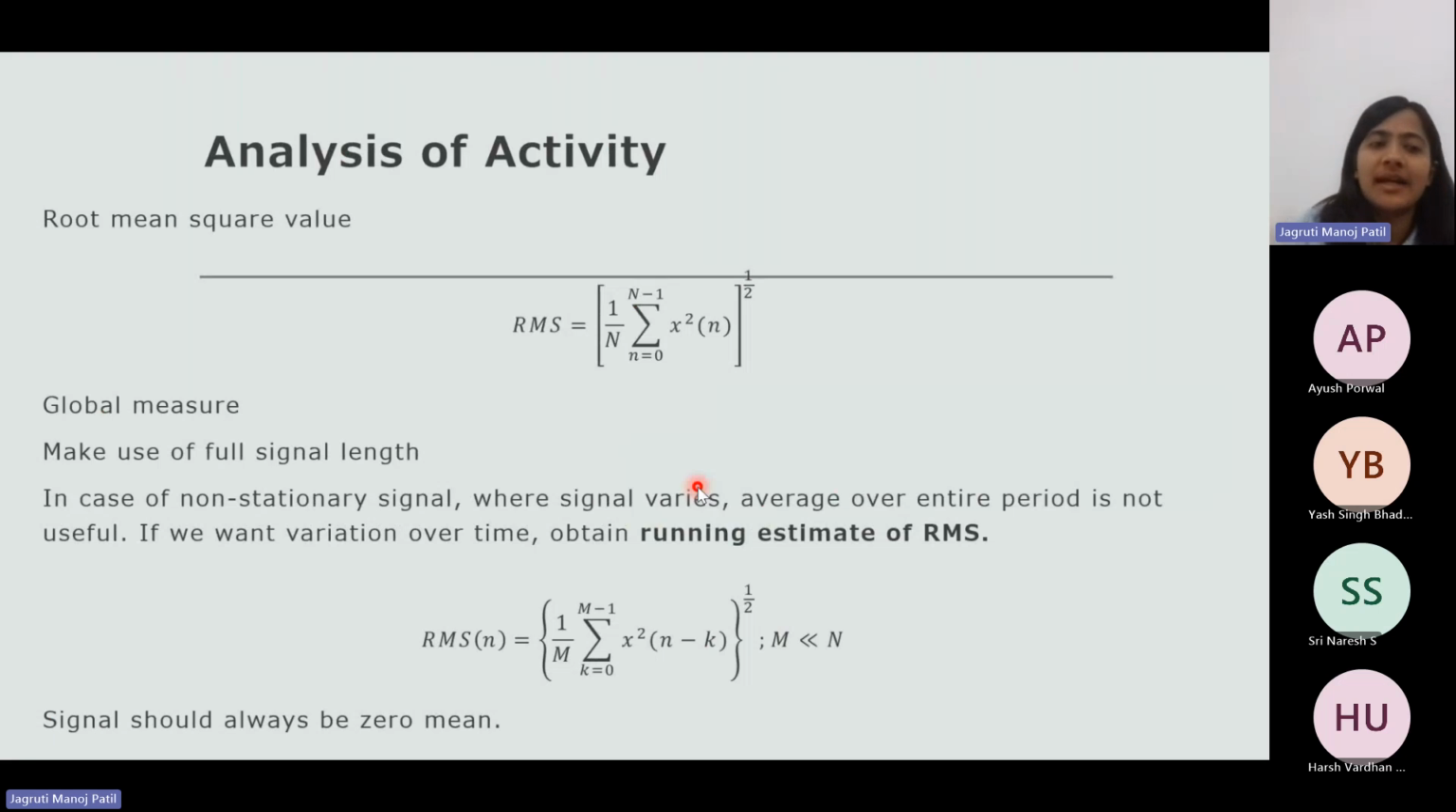Next are some measures of how we analyze the activity of a particular signal. There are four kinds of analysis over here. The first one of them is root mean.